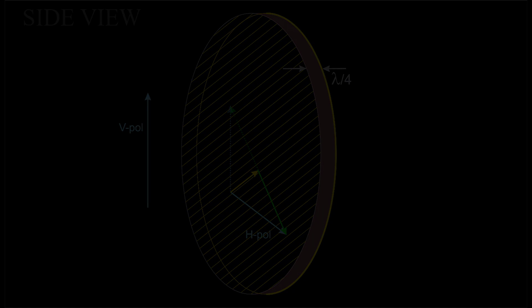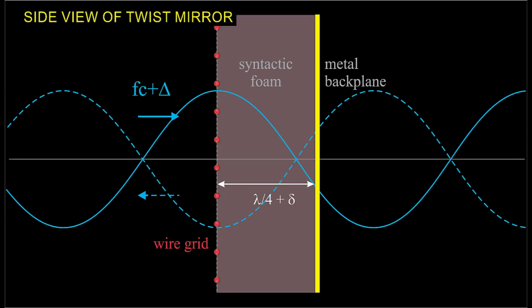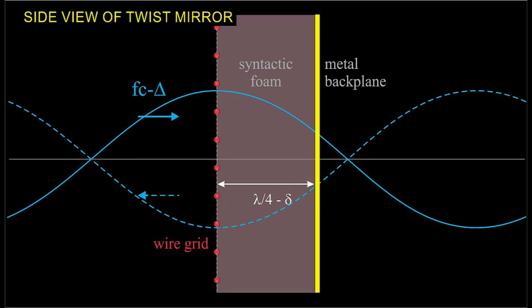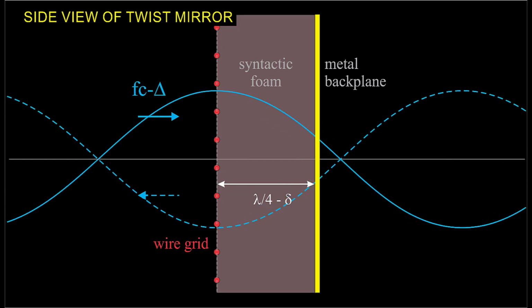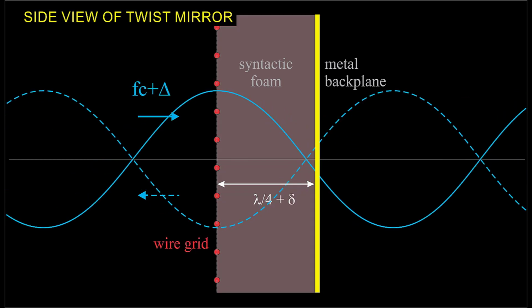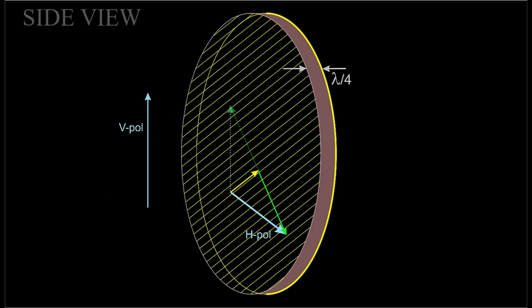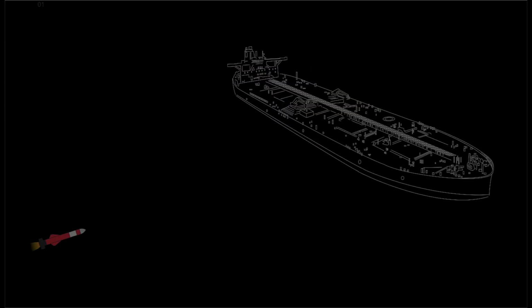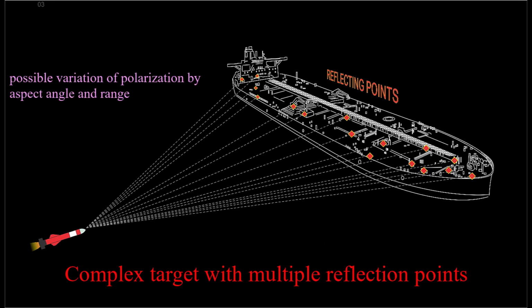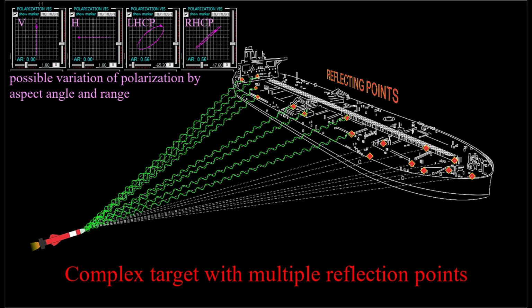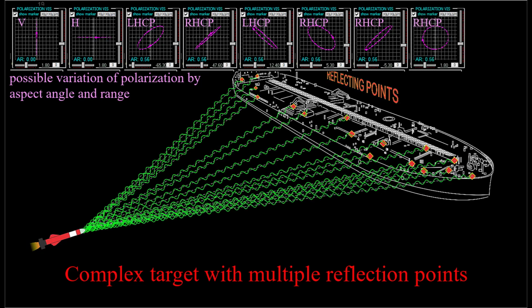Now notice that this effect is frequency dependent because it depends on the separation between the backplane and the wires. So if the frequency changes and the wavelength changes and the parallel and perpendicular components don't differ by half a wavelength anymore, it's something else. Expect the reflected signal to include primarily the incident polarization, but also other components including the orthogonal polarization and elliptical polarizations.